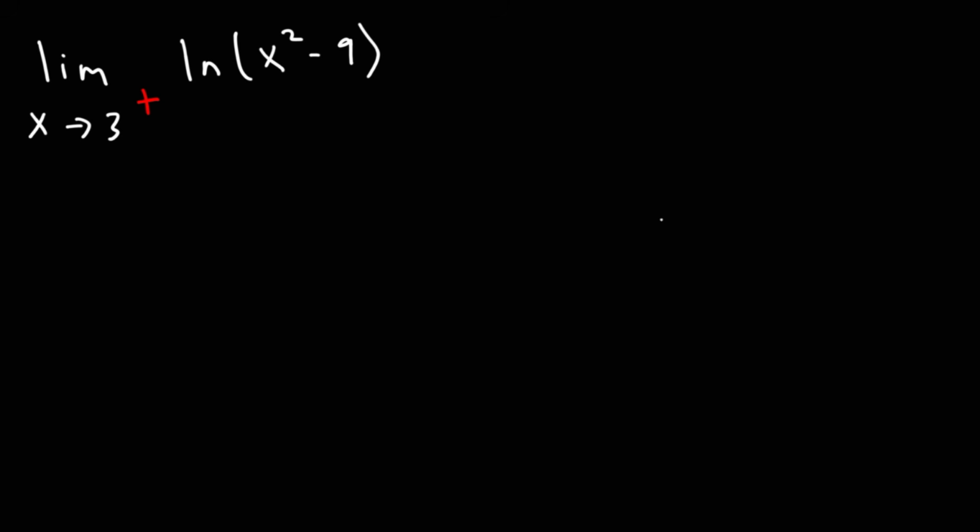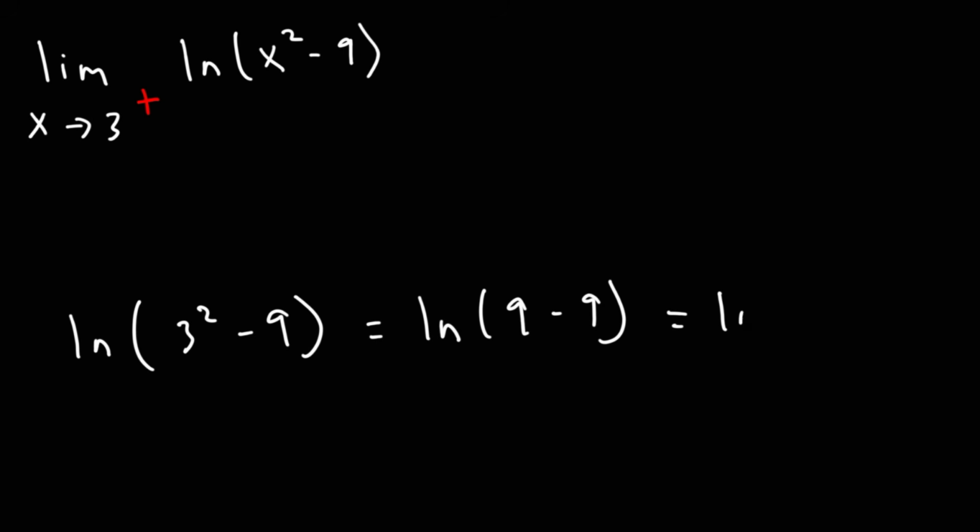Now, if we were to use direct substitution, we'll get 3 squared minus 9. 3 squared is 9. 9 minus 9 is 0. ln 0 doesn't exist. However, that may not give us the right answer. So we need to use some other techniques here.